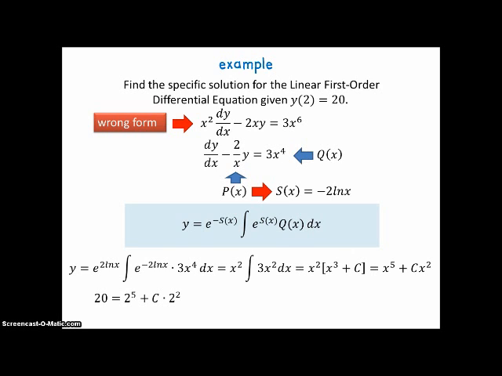Now, we put in our 20 for y and our 2 for x and solve for c. And we get c equal negative 3. And so there's our final answer. y equals x to the fifth minus 3x squared.